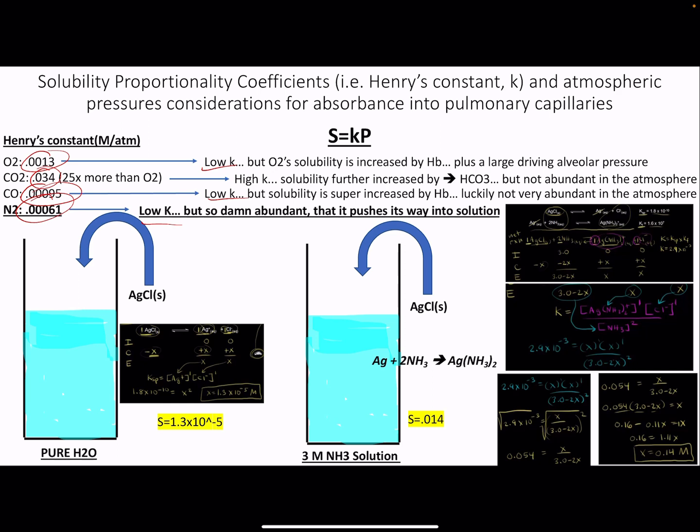Now, we have a high solubility of oxygen in our blood because it's a particularly large pressure. CO2, I guess we have a large amount in our blood, but that's largely not because the pressure is necessarily high, but because its solubility is so very high. And then for oxygen, the solubility is increased by hemoglobin. CO2 is increased by hemoglobin, also its conversion to bicarbonate. And then carbon monoxide is also technically increased by hemoglobin, but it's luckily not very abundant in the atmosphere. So nitrogen has a low solubility constant, but it's so abundant that it pushes its way into solution anyways.